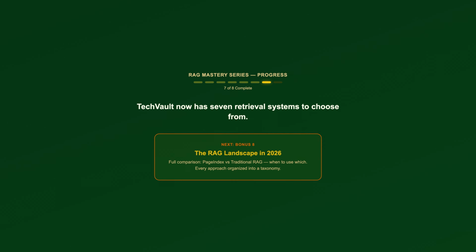TechVault now has 7 retrieval systems to choose from, built one by one across this series. Next, we step back and map the entire RAG landscape. Every approach organized into a taxonomy. See you in that video.